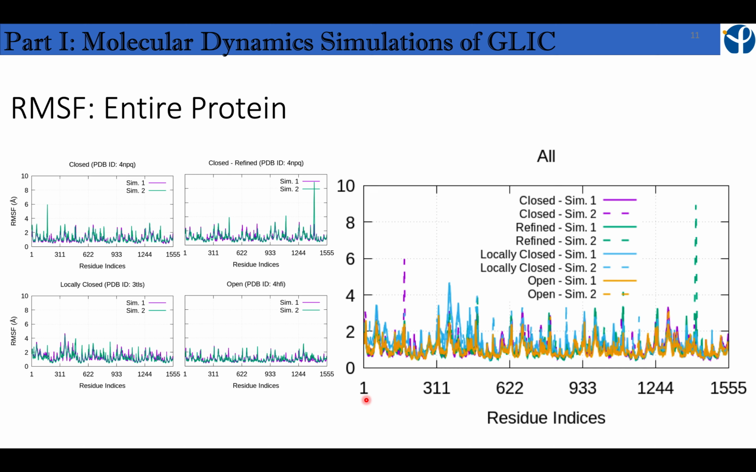Another parameter widely used to assess stability is RMSF, and we plotted RMSF for each case, closed, refined structure, locally closed, and open state, and we superimposed them in one graph. Now, we can see that the locally closed state, the light blue lines actually, have slightly higher RMSF, but except some rare peaks, magenta peak here and green peak here, they are not significantly different from each other.